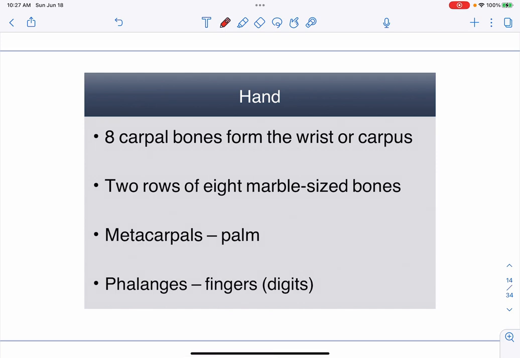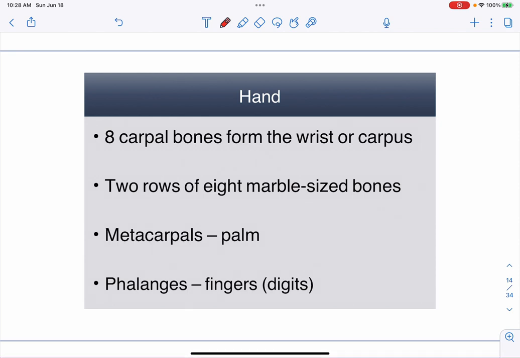So let's move on to the bones of the wrist and the hand. There are 8 carpal bones that form the wrist, or the carpus. These are 2 rows of marble-sized bones. I actually have a mnemonic for you to help you memorize the order and the names of those wrist bones. And then we'll also talk about the metacarpals, which are the bones in the palm of your hand, and the phalanges, which are the digits, your fingers.